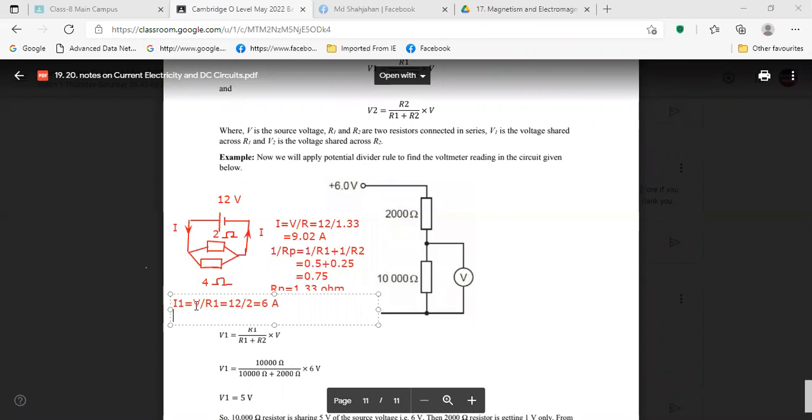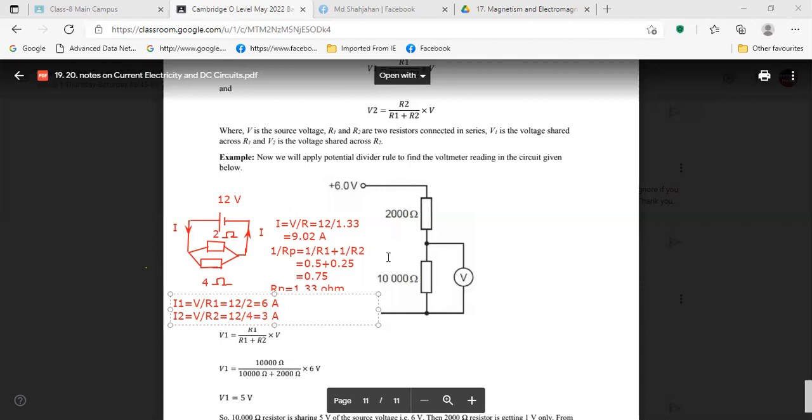And if you get I2, it comes V is 12, then R2, it comes 12 by 4, right? Isn't it? Yes, sir. So it's coming 3 amperes.